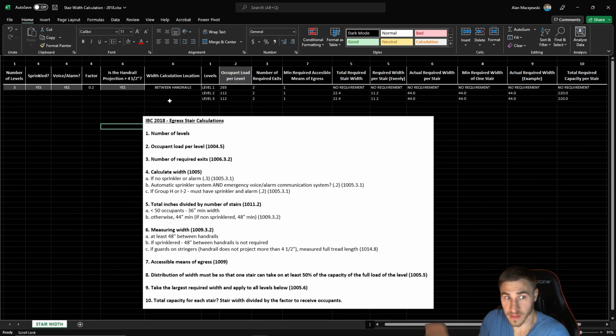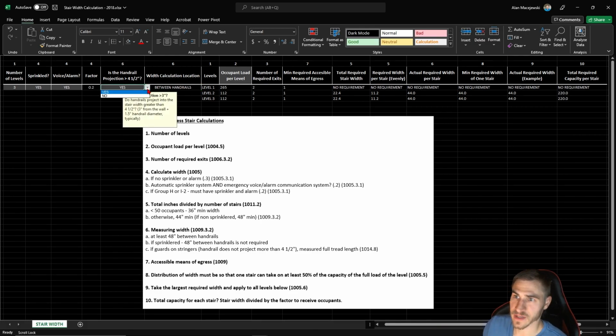And so this is just one side or the other. If you have one that is projecting farther than 4.5 inches, then you're going to have to make sure that this entire width calculation, everything that we get in the rest of the spreadsheet, is taken between the handrails. That's basically where you need to account for the stair width being, as opposed to just the overall tread width where you can stand.